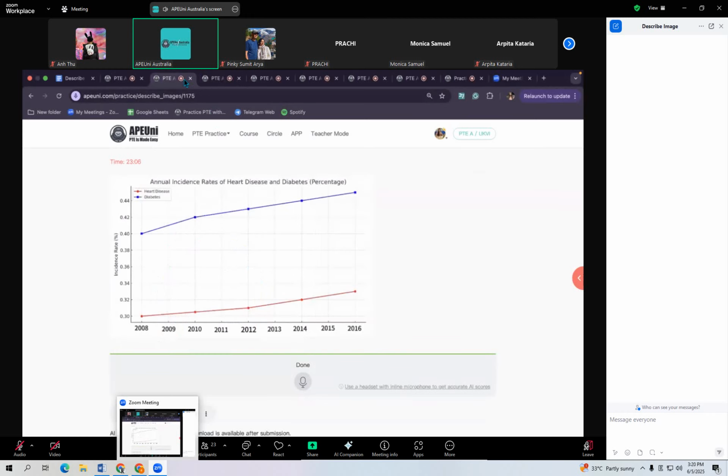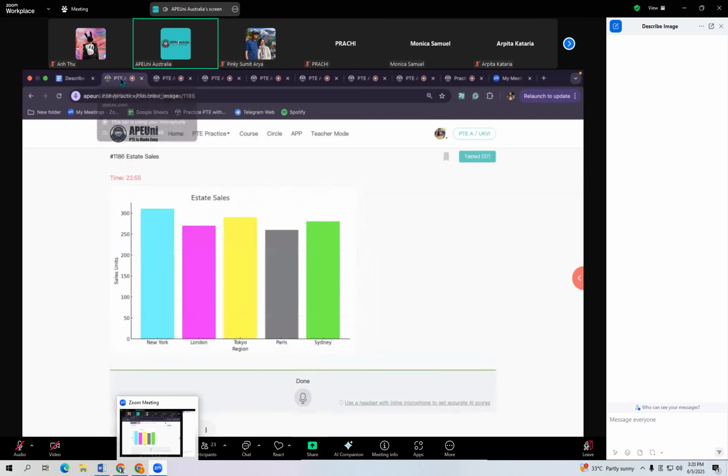We also got components 1, 2, 3, 4 from this one. The last one left is the estate sales for New York, London, Tokyo region, Paris, and Sydney. Where do we have the highest estate sales, and how much is it? New York, more than 300. Where do we have the lowest one? Paris, and around 250. Perfect. Exactly.